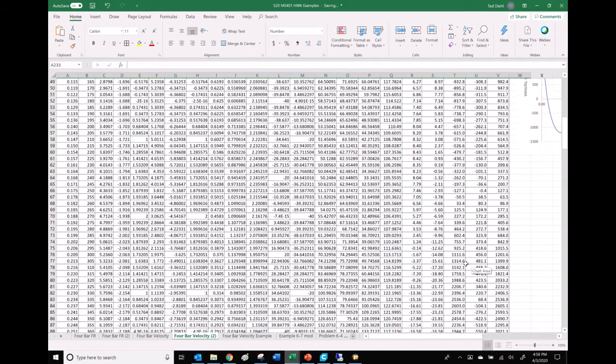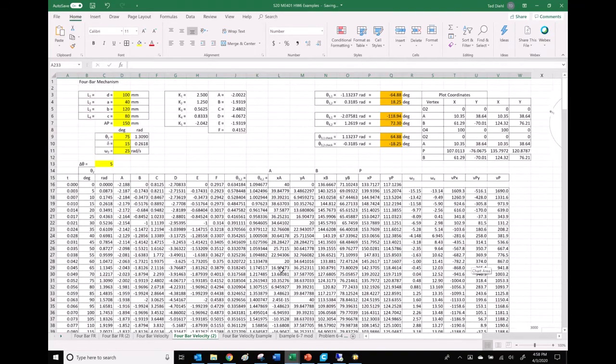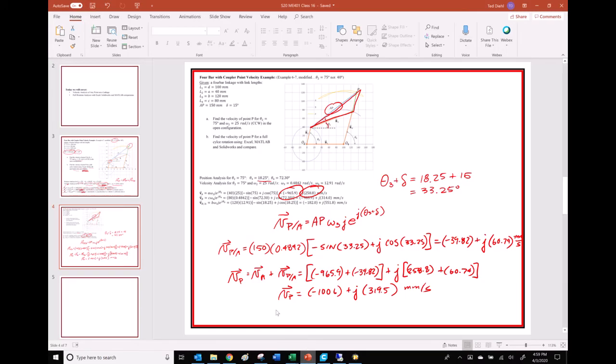But what I care about, first things first, probably should have gone here first, is that I need to take a look at 75 degrees of theta 2. What do I get for the velocities? And you can see I get negative 1004 and 318.4. So I could bring those over to here, and maybe I'll just paste those as a picture right up there, and we can see that those are darn close.